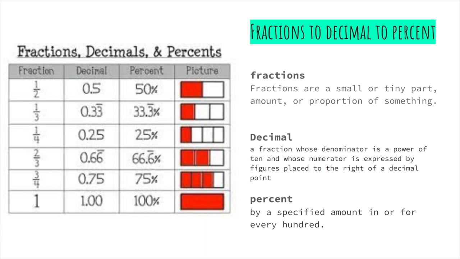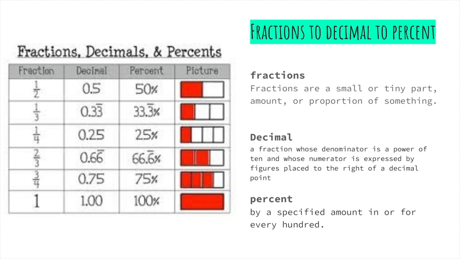Now that we have learned how to convert from fractions to decimals to percents, let's look at some examples. Fractions are simply a tiny part or amount of a proportion. A decimal is a fraction whose denominator is a power of 10 and whose numerator is expressed by figures placed to the right of a decimal point. Percents are a specified amount in or for every 100.